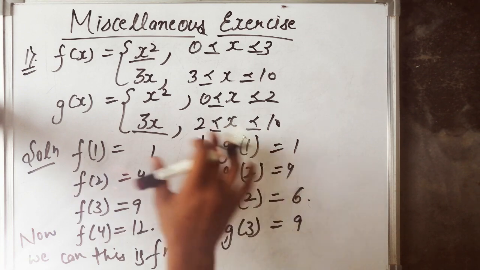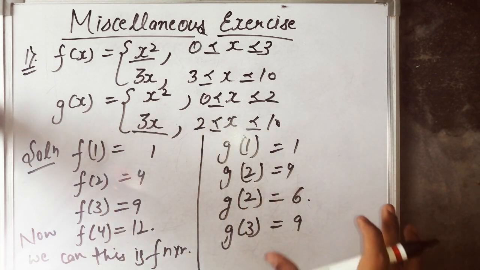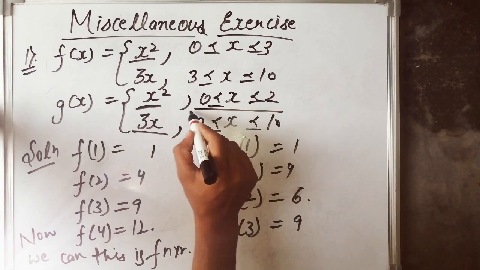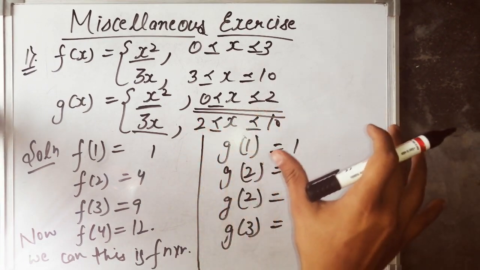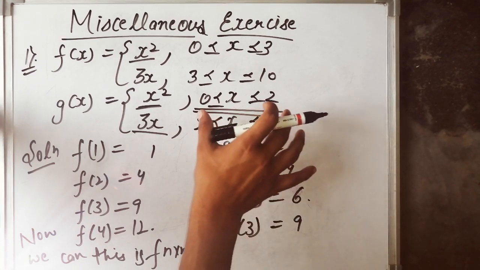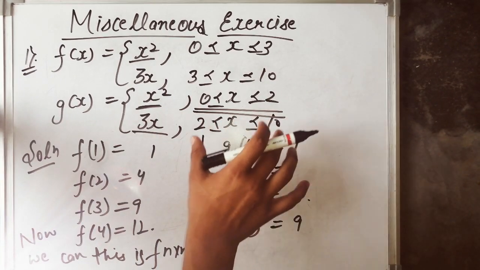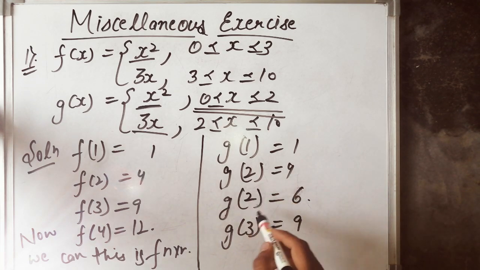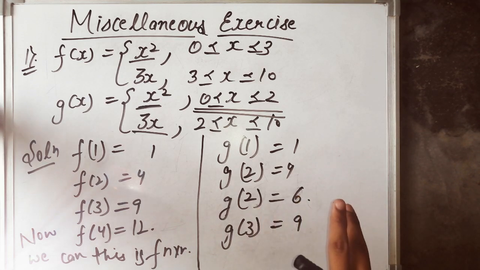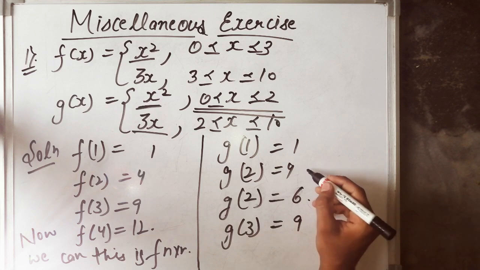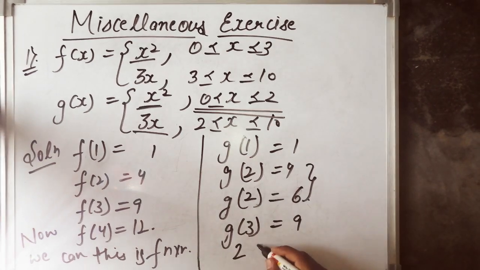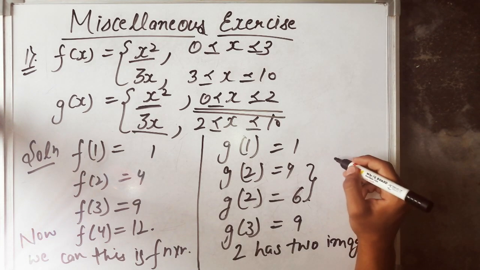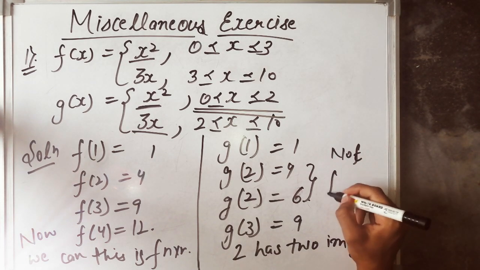We have placed 1 in place of x here, and we replace this x square with 1 when this format is given. This is the format which we need to apply. When the values are from 0 to 2 we need to use this equation, and when the values are from 2 to 10 we need to use this equation. Here there are two distinct values for 2, which are 4 and 6, and therefore 2 has two images. That's why this is not a function.